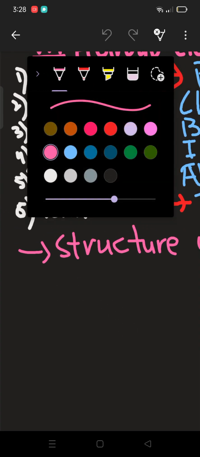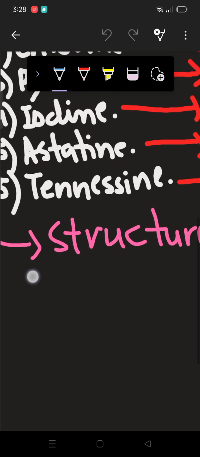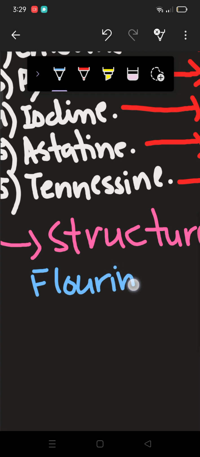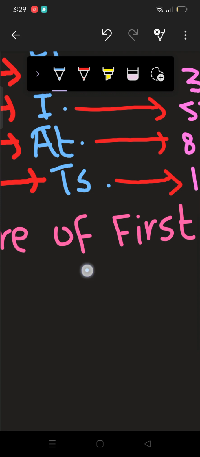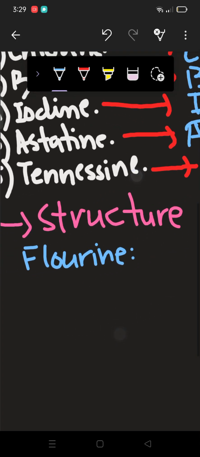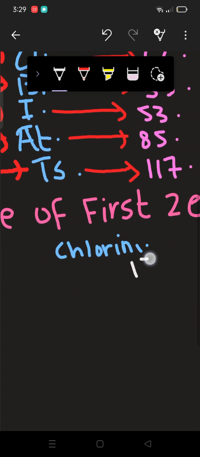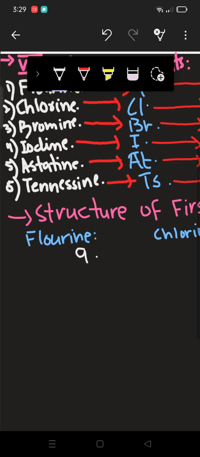So let me write here down fluorine, as well as we would be going with chlorine. As we know that fluorine has atomic number of 9, and chlorine has atomic number of 17. So it means fluorine will have 9 electrons and chlorine will have 17 electrons.